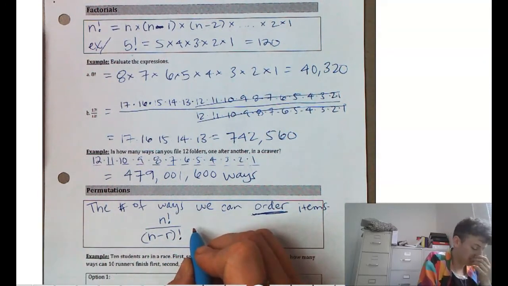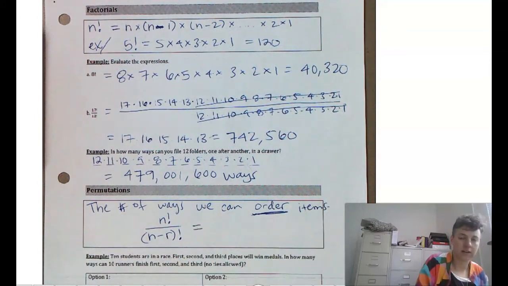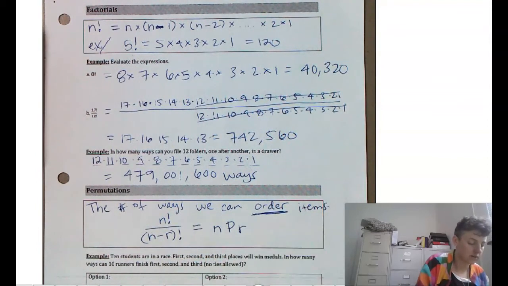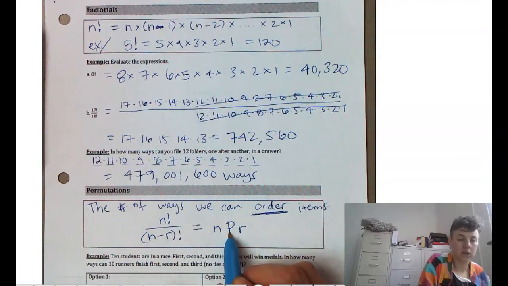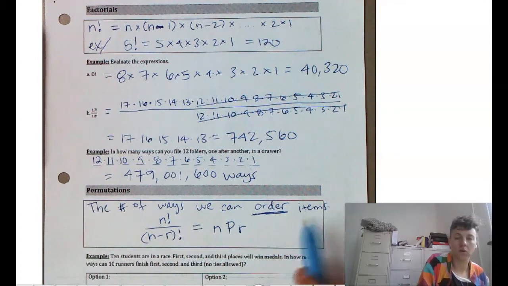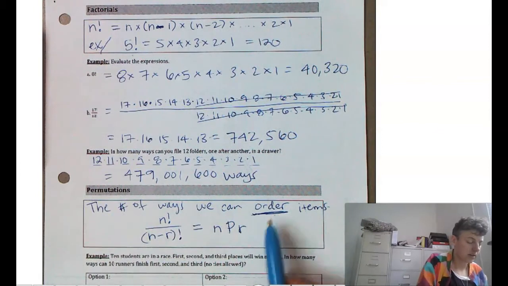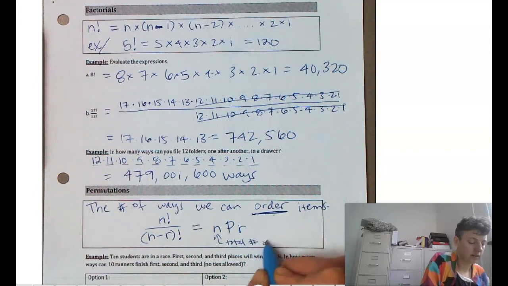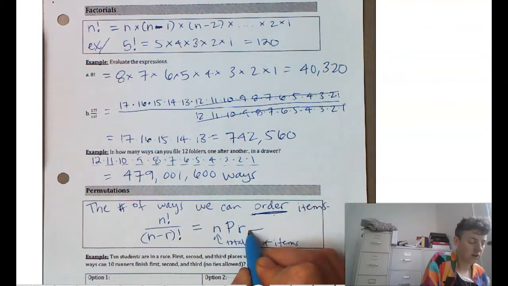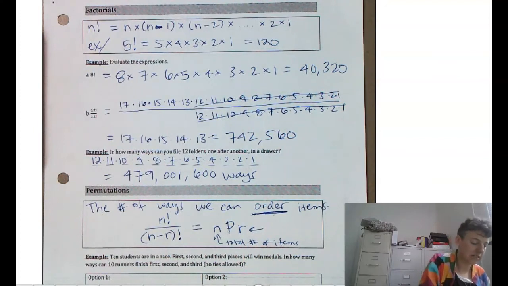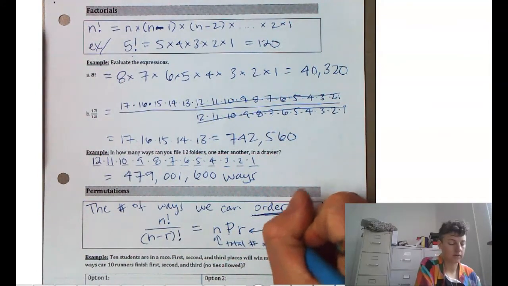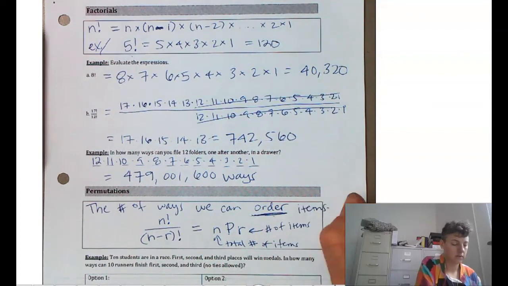And I'll show you how we can use our calculators to get that. In our calculators, we will put in nPr. P is going to stand for permutation, which we will use when we're trying to order items. Again, this n stands for the total number of items, and r stands for how many items we are ordering, or how many slots we have to order. So the number of items we want.